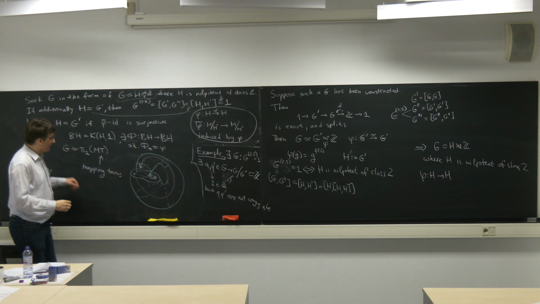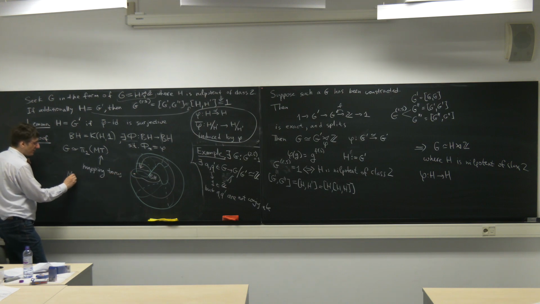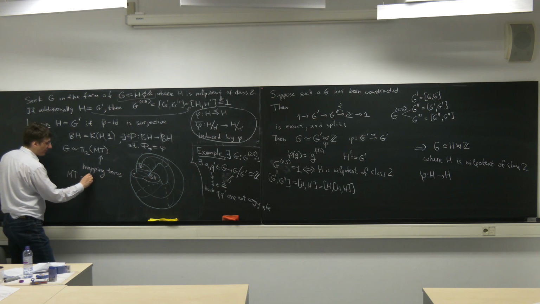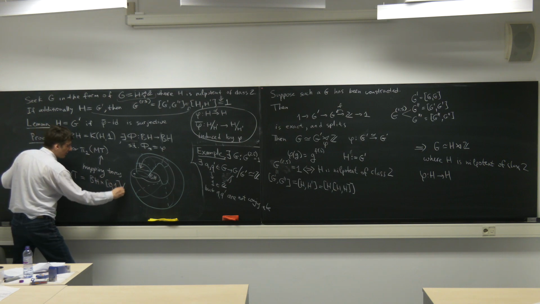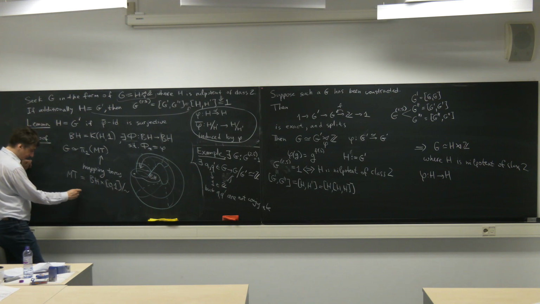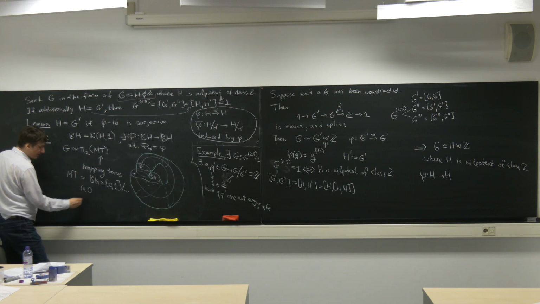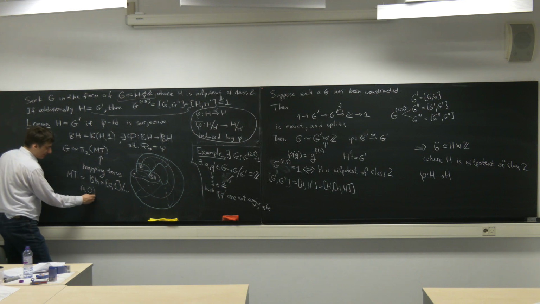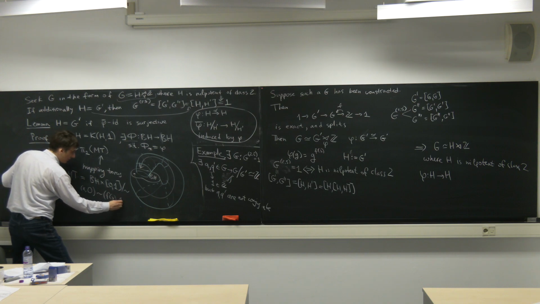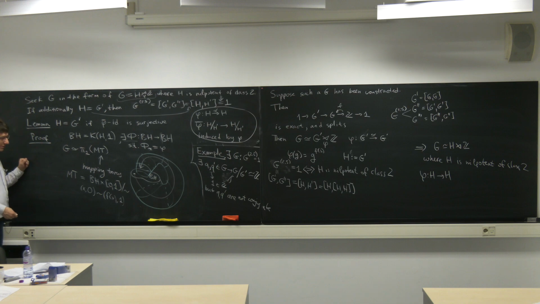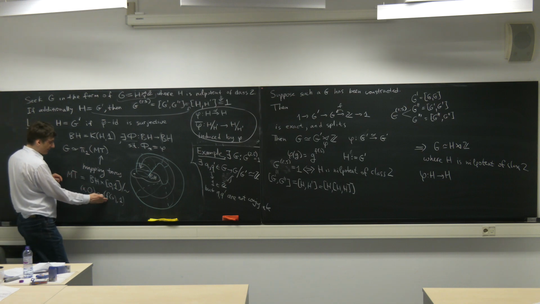So how to define MT? So MT is the quotient of BH times the interval [0, 1] by the equivalence relation, which is defined as follows: (x, 0) is equivalent to (phi of x, 1).